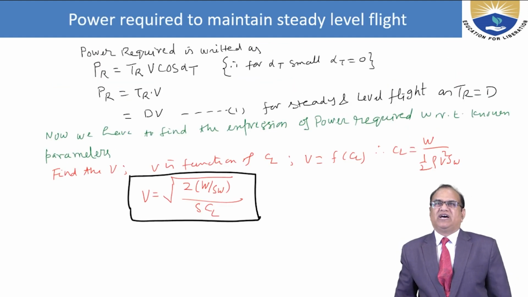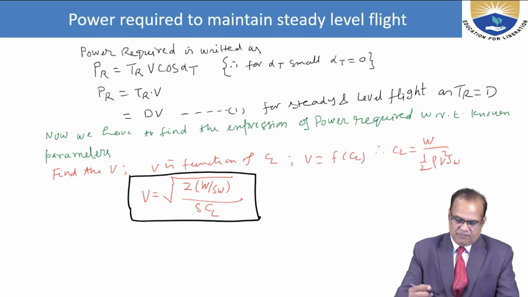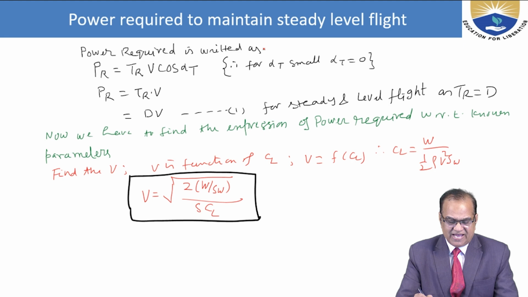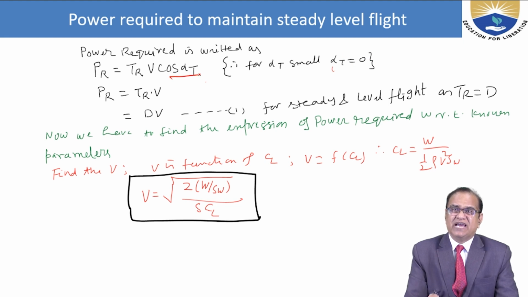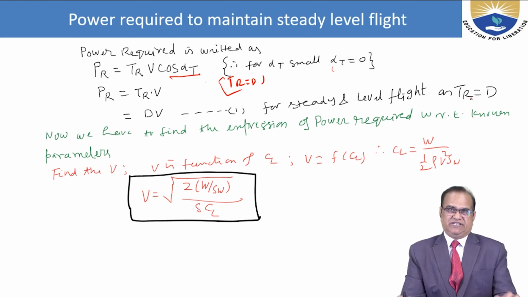Now we will find out the power required to maintain steady level flight. Power required is written as PR equals TR times V cos alpha t. For alpha t small, alpha t is equal to 0, so this we can make as 1. So PR is equal to TR times V, and TR is equal to drag for steady and level flight. So PR is equal to D V for steady and level flight, as TR is equal to D.